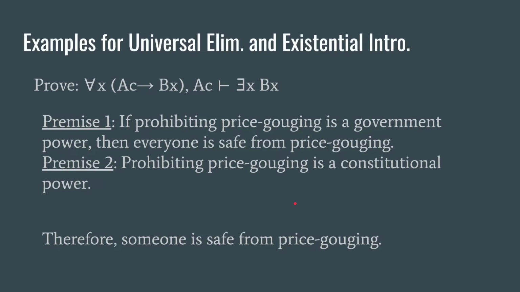Let's go to a more complex example. Here we have these two premises, and we want to go to this conclusion that there is a B. Here's some example of some more ordinary reasoning that we might formalize in this way. Suppose someone put forward the following argument. If prohibiting price gouging is a government power, then everyone is safe from price gouging. Prohibiting price gouging is a constitutional power, therefore someone is safe from price gouging. It's a little bit of an odd argument, but you can see that this instantiates that form.